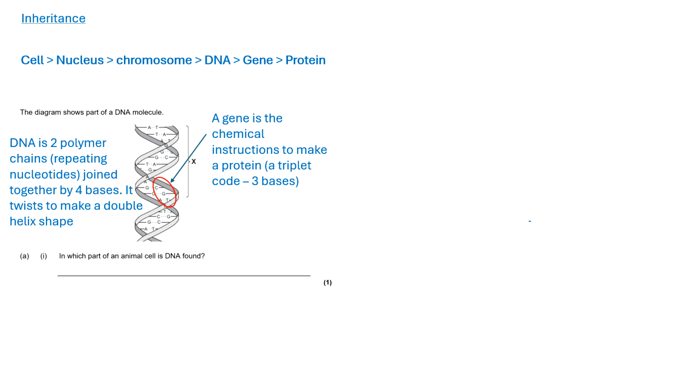A triplet code is made up of 3 bases. In this question, it just asks you to name which part of an animal cell DNA is found, but it could ask you for any part of the genetic material.